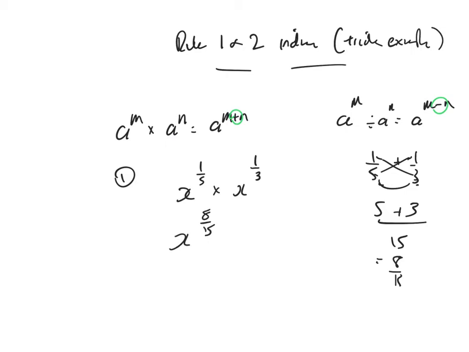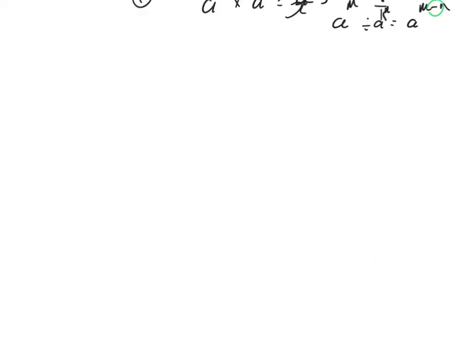So let's just go over that again. Multiply, we're going to add the powers, 1/5 plus 1/3. So it's 1 times 3 is 3, plus 1 times 5 is 5, over 5 times 3 is 15. 5 plus 3 is 8, 8 over 15, x to the 8/15.